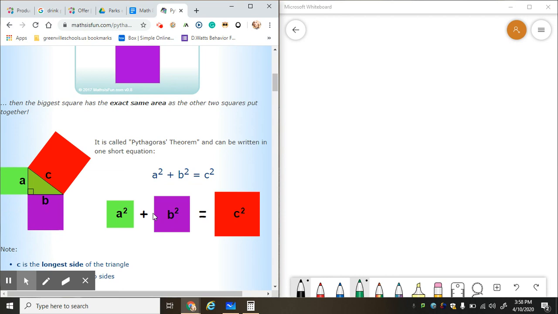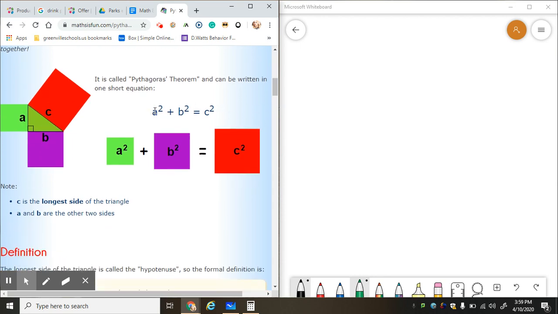Anyways, so we can write his theorem as a squared plus b squared equals c squared, because they are, of course, squares. And that's how you find area of squares. So that is where this came from. Okay? So we have a squared plus b squared is equal to c squared.